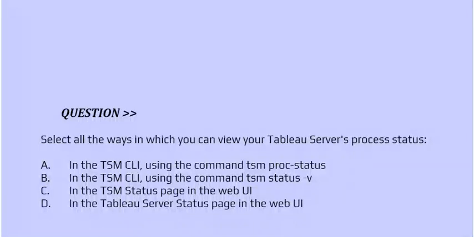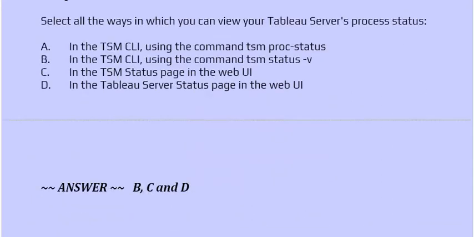Question is, select all the ways in which you can view your Tableau server's process status. Option A, in the TSM CLI using the command tsm proc status. Option B, in the TSM CLI using the command tsm status -v. Option C, in the TSM status page in the Web UI. Option D, in the Tableau server status page in the Web UI. Correct answer is option B, C and option D.